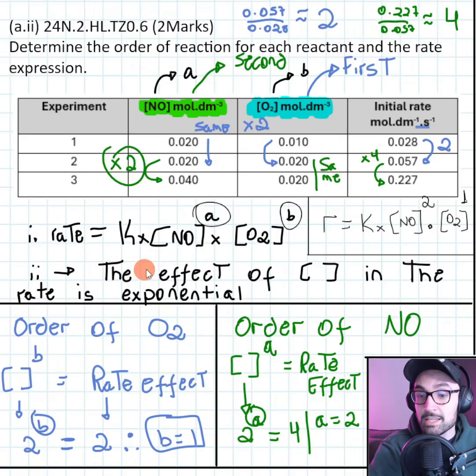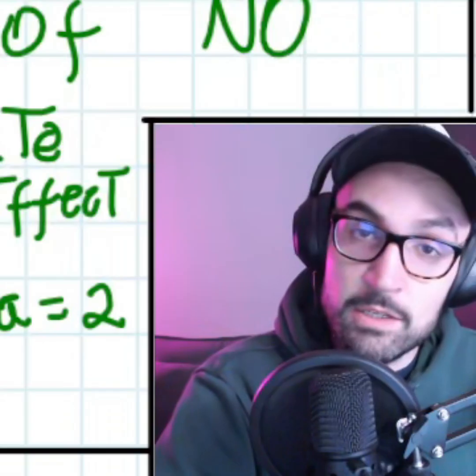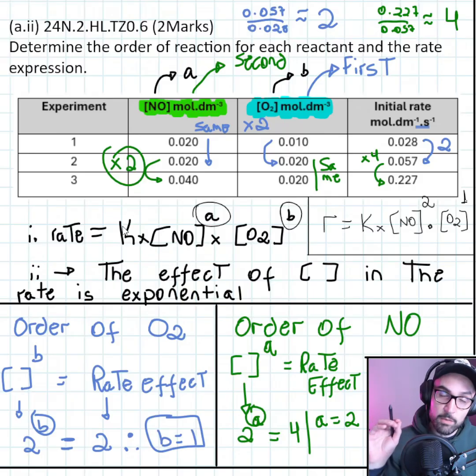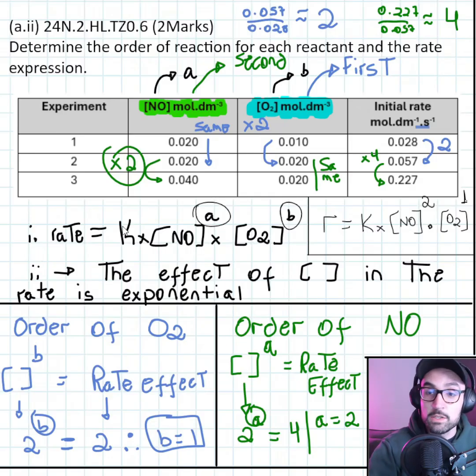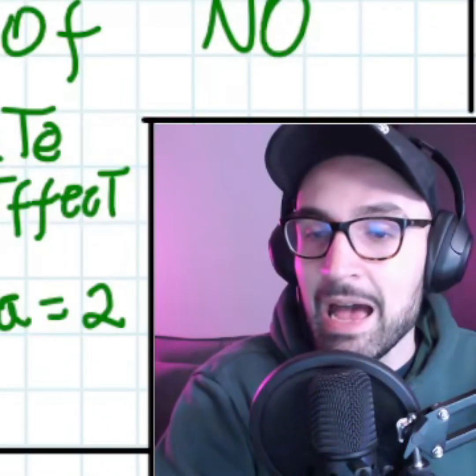The order is the effect of changing a concentration on the rate, and that is always exponential. Mister, I still didn't understand. Stay with me until the end of this video and I promise you will understand. So first, let's calculate the order of O2. How do we do that?